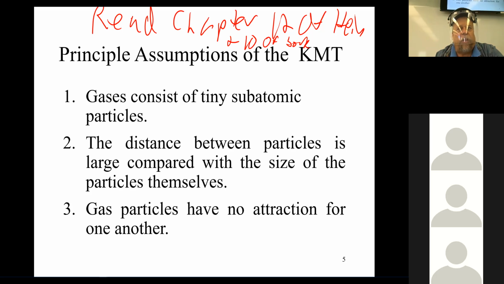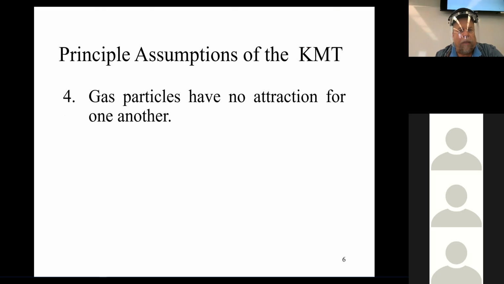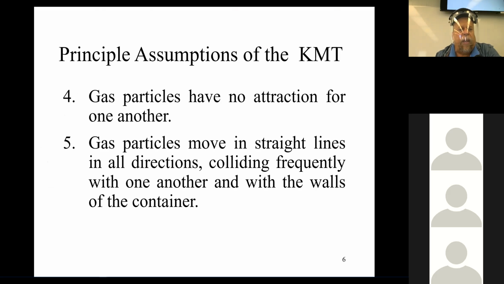Gas particles have no attraction for one another. Why would that be the case? They're nonpolar. Yeah, very good. And if they do have any attraction, all you have to do is provide a little bit of pressure, like for water or for ammonia. Gas particles move in straight lines in all directions, colliding frequently with one another and with the walls of the container. That is the nature of pressure.